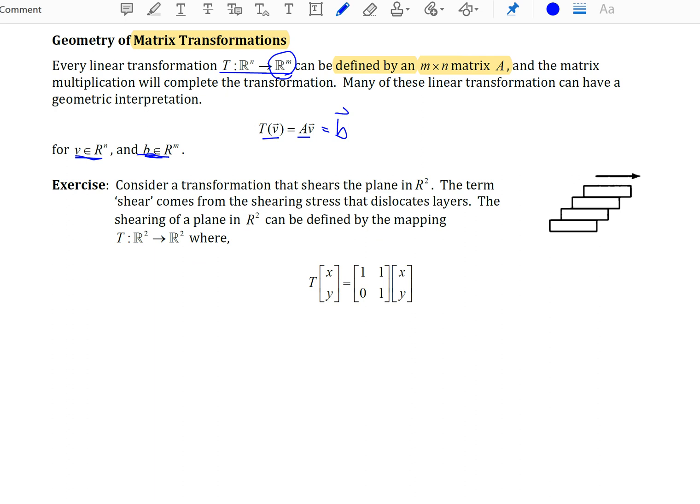Consider a transformation that shears the plane in R2. The term shear comes from the shearing stress that dislocates different layers. So notice that depending on how high up your layer is, you have more shear. This is something that can be seen in many applications, such as snow avalanches, or maybe moving water.